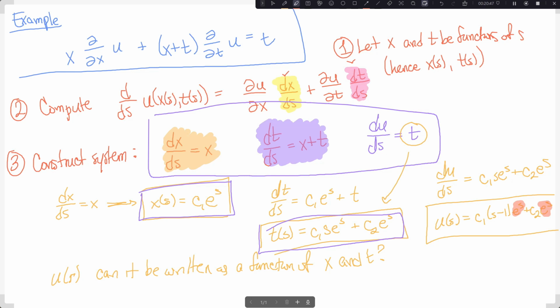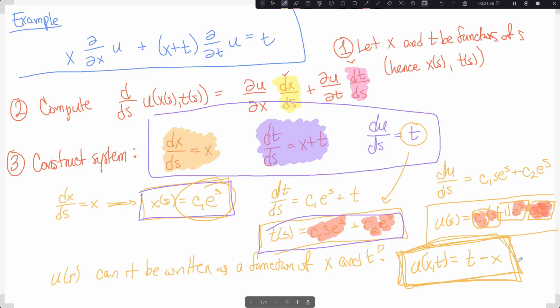And I see that there's really a special t hiding in here, right? So t is c1 s e to the s plus c2 e to the s, and there's a c1 s e to the s there, plus c2 e to the s there. And so there's actually a t hiding in there. So there's a t from that term, and then in fact there's a minus c1 e to the s, so that is actually a minus x. And so we recover that there is a function of x and t that u can be written as, and all of a sudden we've actually solved our PDE.